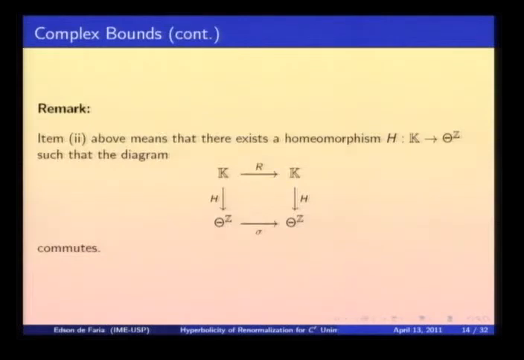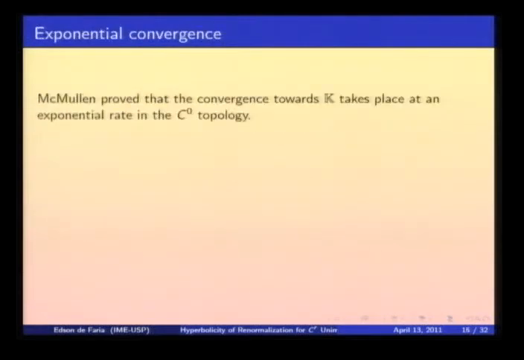The rate of convergence, also this is just a remark of what item 2 of the theorem says. It says that R restricted to K is topologically conjugate to this shift map here. McMullen was really the first to establish convergence at an exponential rate towards this K.